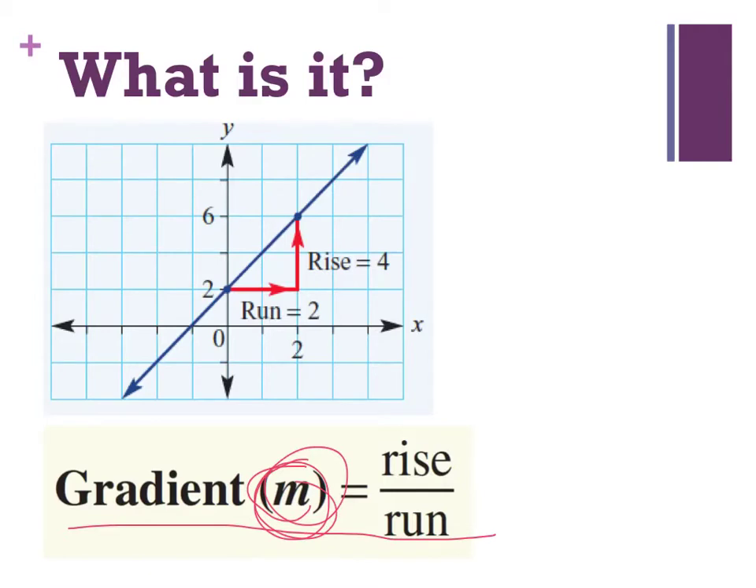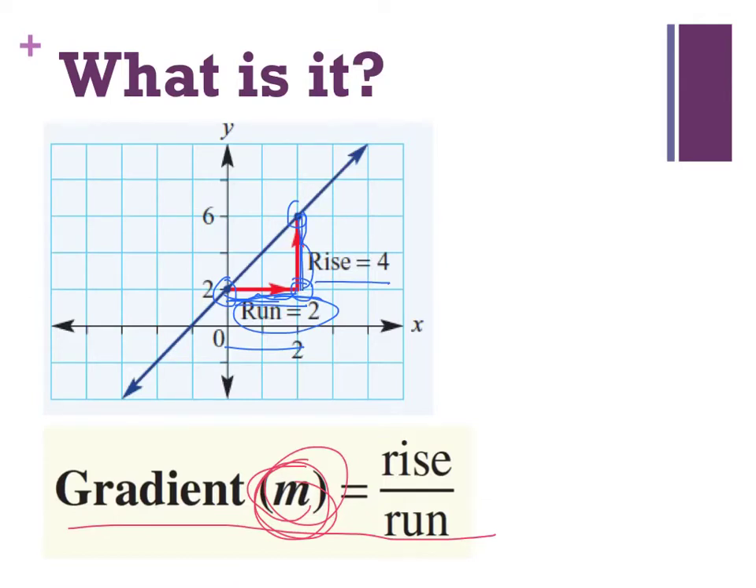So, like I've said, the vertical is my rise and the horizontal is my run. So from this point here, I go out 1, 2, so my run is 2. From this point here, I go from 2 all the way up to 6, so my rise is 4. My run is 2, goes across from 0 to 2. My rise here is from 2 to 6, so my rise is 4.